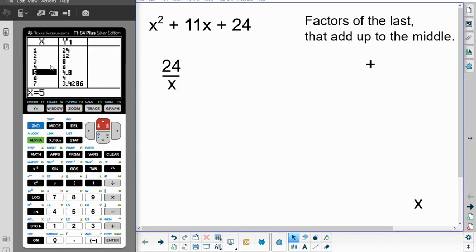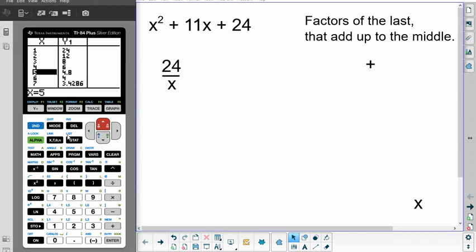We're only going to use the ones that come out as whole numbers. So awesome. The next thing I want to do is focus on the next part of the phrase: that adds up to the middle. So our target is 11. We want these numbers in here to add up to 11.